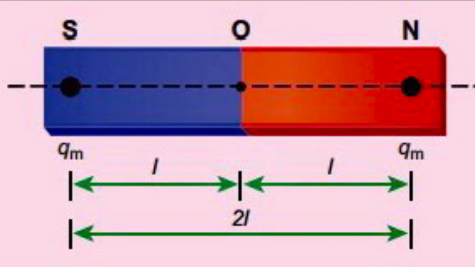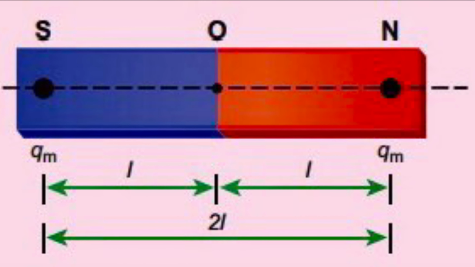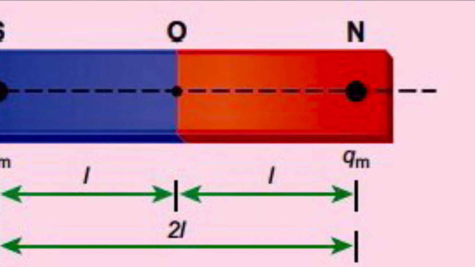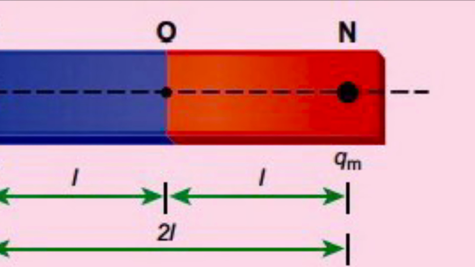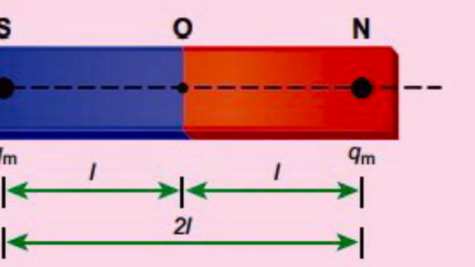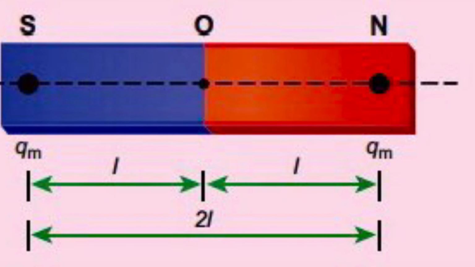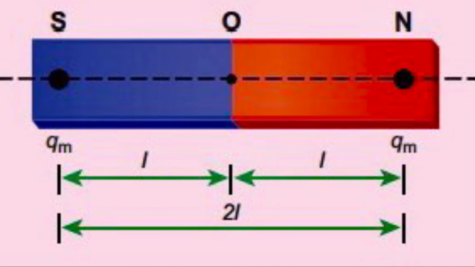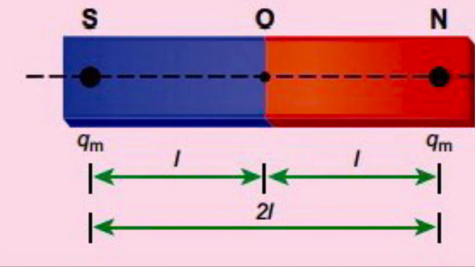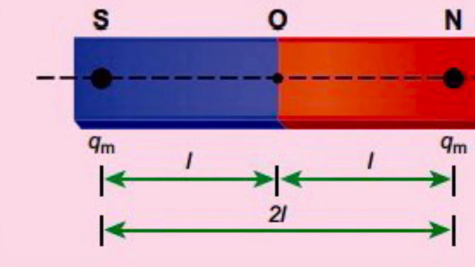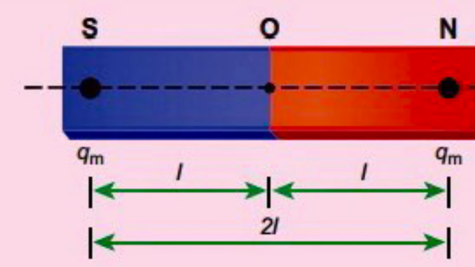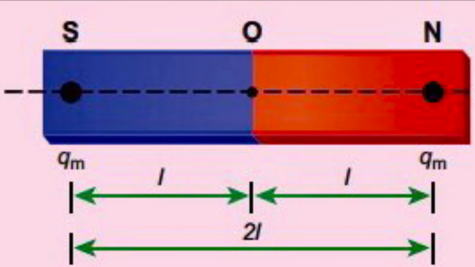Further, a very important thing: if a magnet is cut into two equal parts either along its length or perpendicular to its length, the magnetic moment of each part becomes half of the original value. As magnetic moment is a vector quantity, in the case of two magnets having magnetic moments m1 and m2 with angle theta between them, the resultant magnetic moment is given by M equals the square root of m1 squared plus m2 squared plus 2 m1 m2 cos theta.